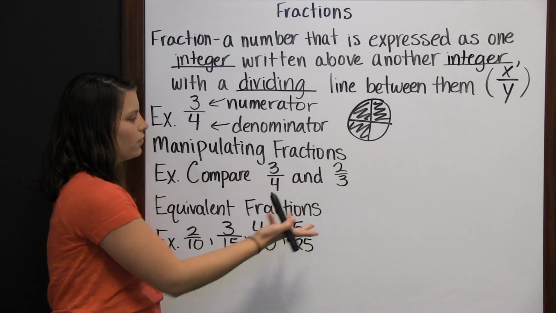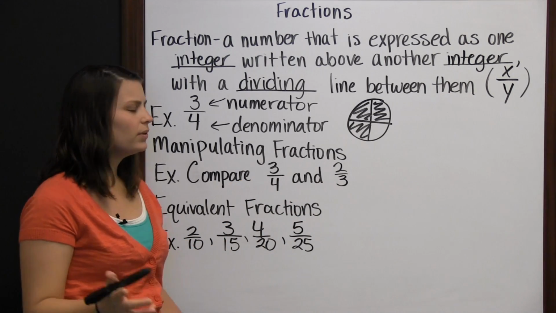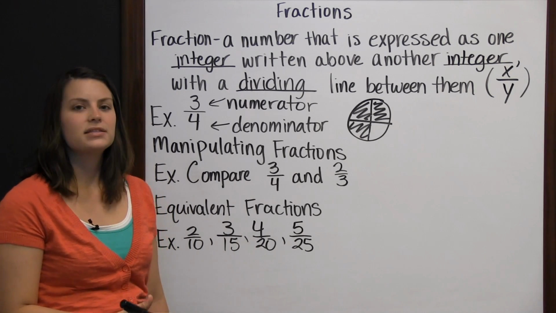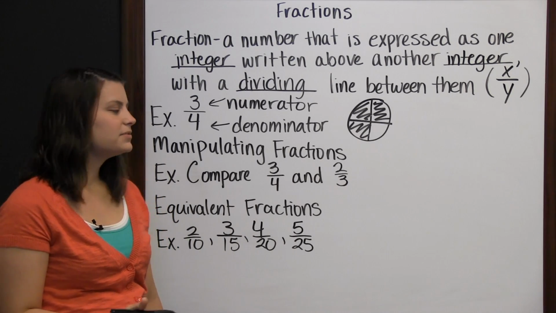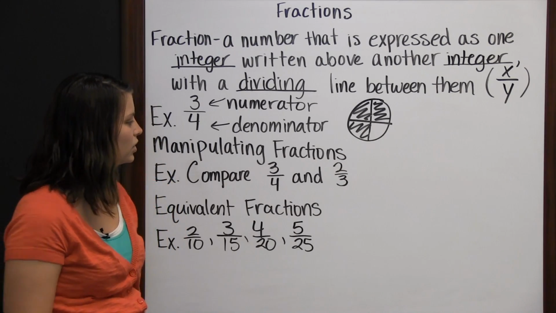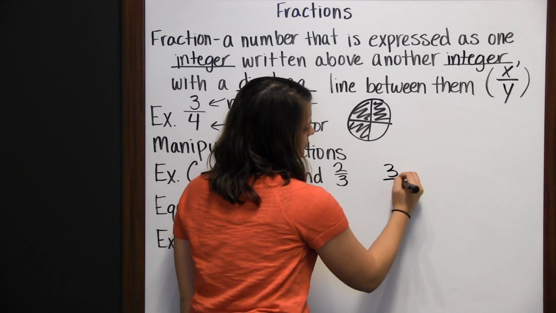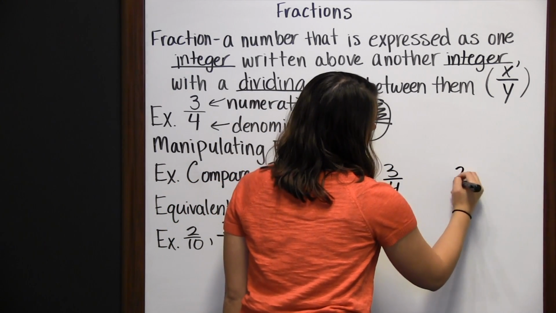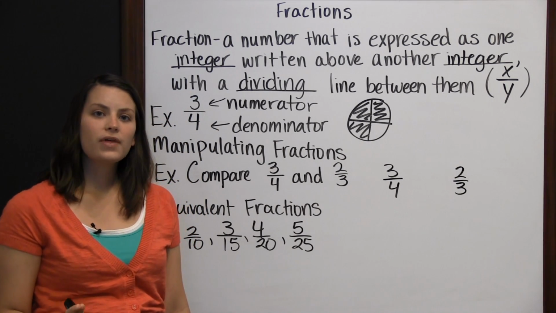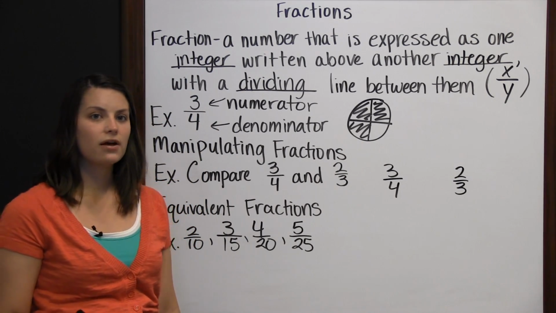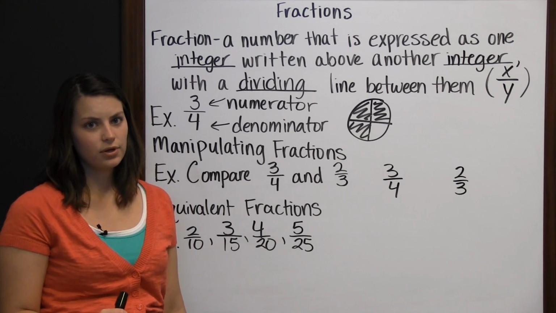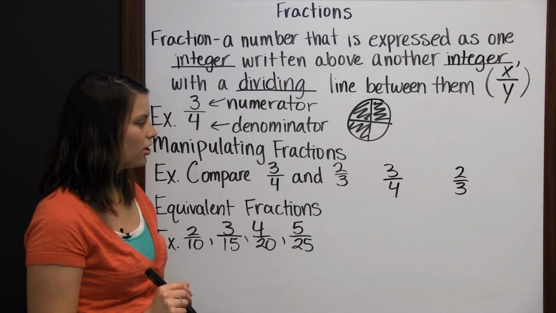If we were to compare 3/4 and 2/3, we would first need to find what's called a common denominator. Because in order to compare them, I need them to have the same denominator, so I can tell which one's bigger or if they're equal. So we'll take 3/4 and 2/3, and we're going to find a common denominator. When you do that, you want to look for multiples of the denominators. And the least common multiple will be the least common denominator.